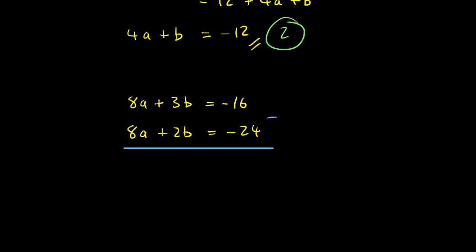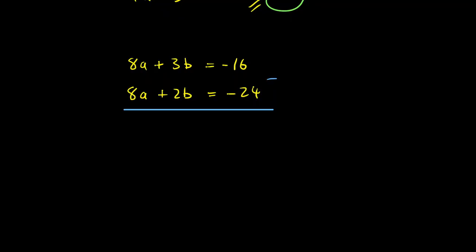So 8a minus 8a is 0. 3b minus 2b is just b. And negative 16 minus negative 24, so I'm adding 24, is going to be 8. So I get that b is equal to 8.